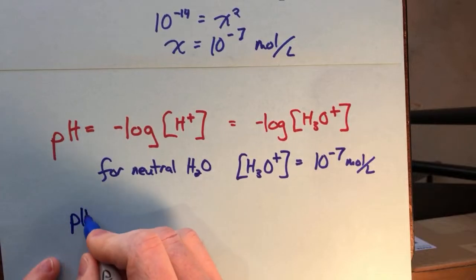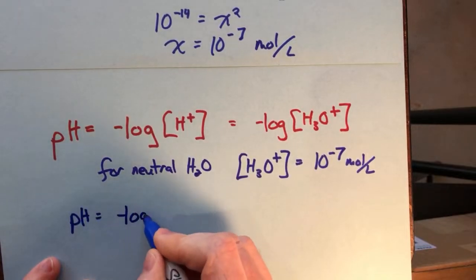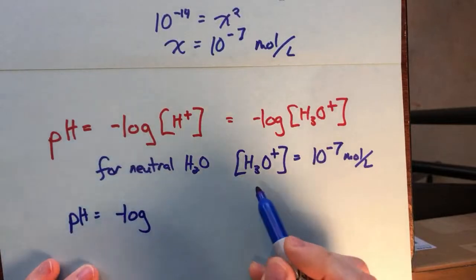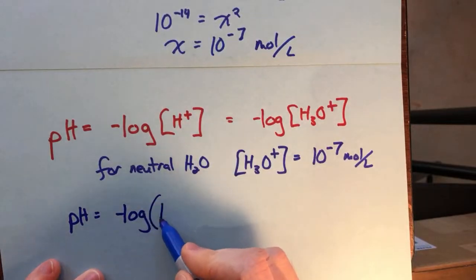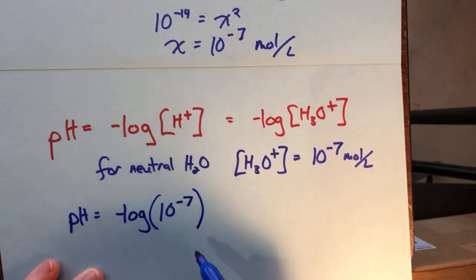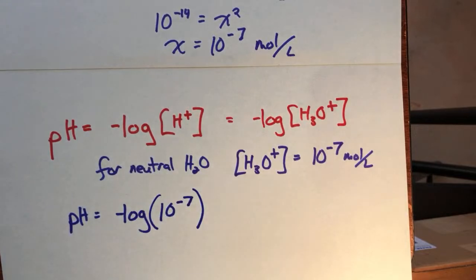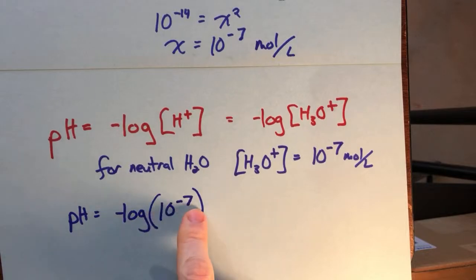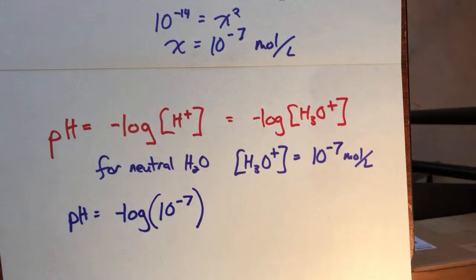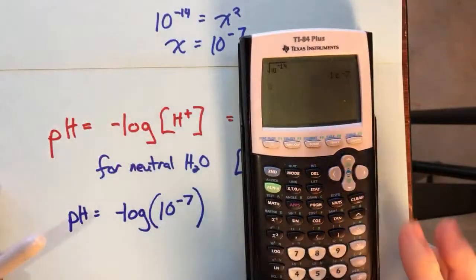So the pH is going to be negative log of this H3O plus molarity, and so that's going to be negative log of 10 to the minus 7. Well, we already know how to do logs in our heads, and you can do this in your head if you want to. We already know that the log of 10 to the minus 7 should be negative 7, and the negative of that is going to be 7. But let's just do it in your calculator so we can follow along.